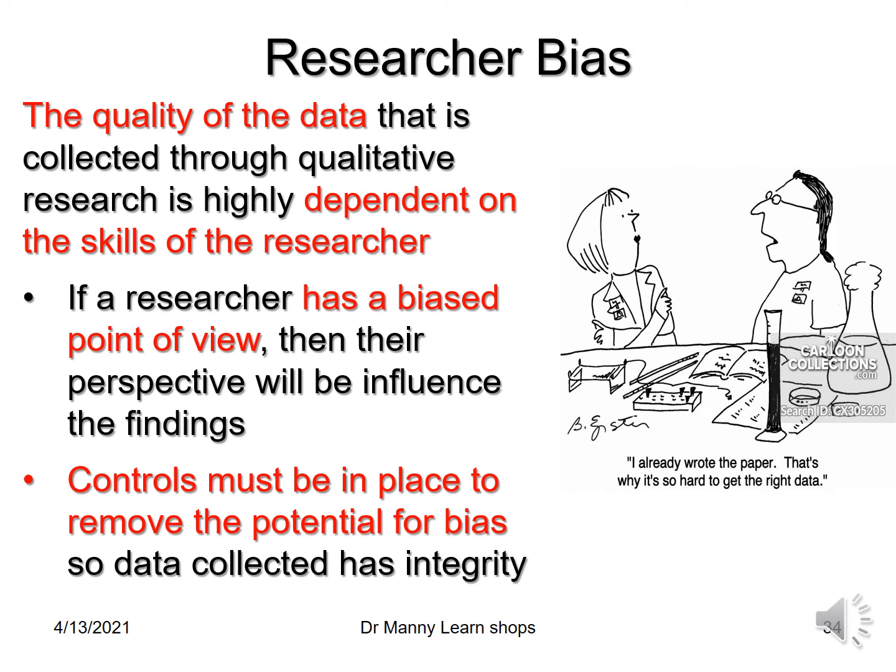Then you've got bias related to the researcher. The quality of the data that's collected through qualitative research is highly dependent on you as the researcher and your skills. If a researcher has a biased point of view, then their perspective will influence the findings. And according to certain academics, controls have to be in place to remove the potential for bias, so data is collected and has integrity.